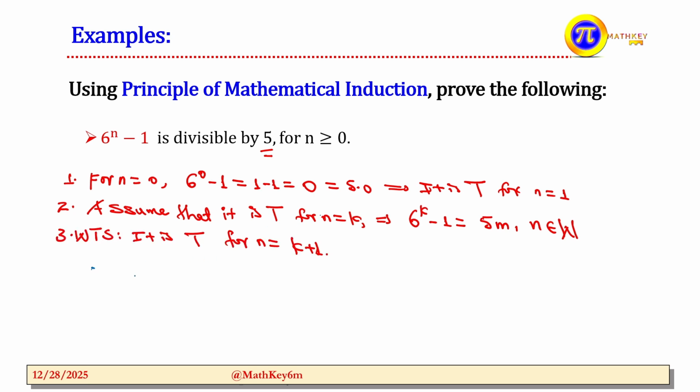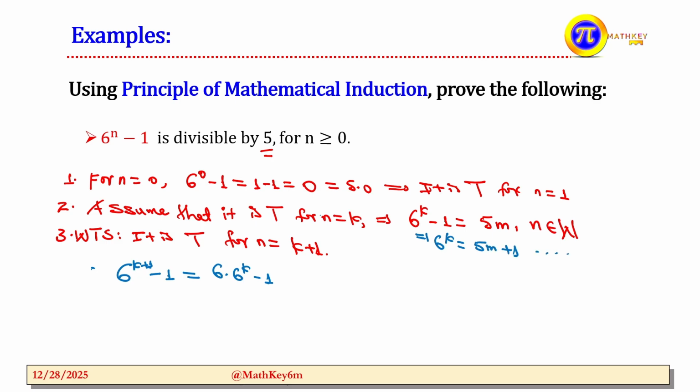What does it imply? This means 6 to the power of k plus 1 minus 1, which equals 6 times 6 to the power of k minus 1. From the previous assumption, we have 6 to the power of k minus 1 equals 5m. From this, we have 6 to the power of k equals 5m plus 1.